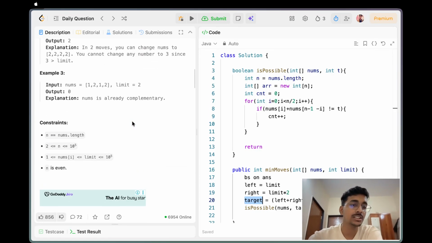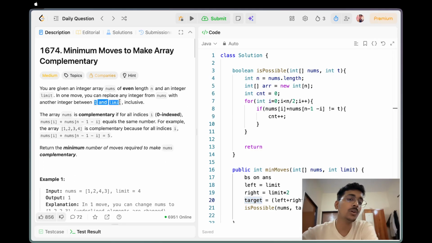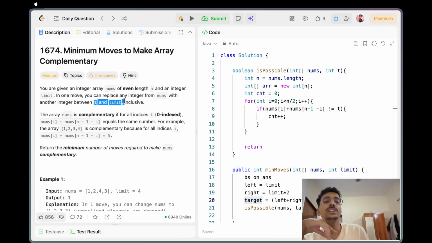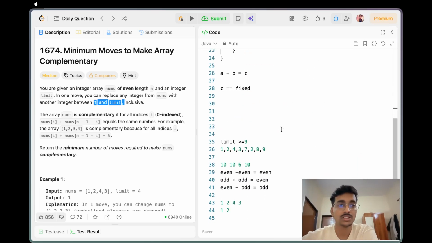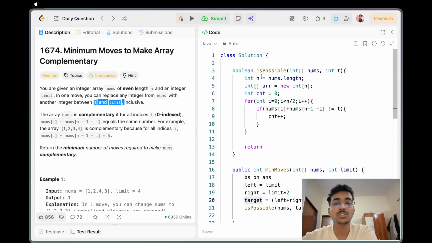Wait. I need to consider a value among 1 to limit. This is the hardest part actually. I need to consider the value from 1 to limit. And how will I understand how to control it, bro? If the difference is within limit, then it is good to go, or what?